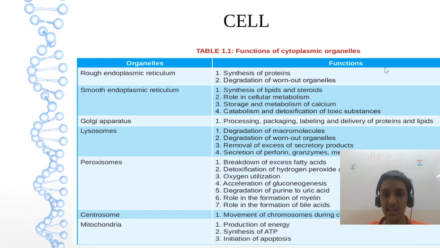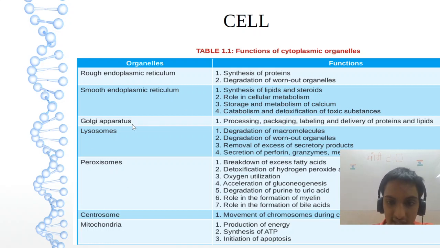Whatever the synthesis and metabolism happen, all these will be transported through the Golgi apparatus. It is like a vehicle which will deliver from one place to another. That's how it is. Lysosome. It is called the suicidal bag of the cell. Okay. So all the worn out substances, excess substances will be broken down, and it will secrete two important substances, the perforin and the granzymes.